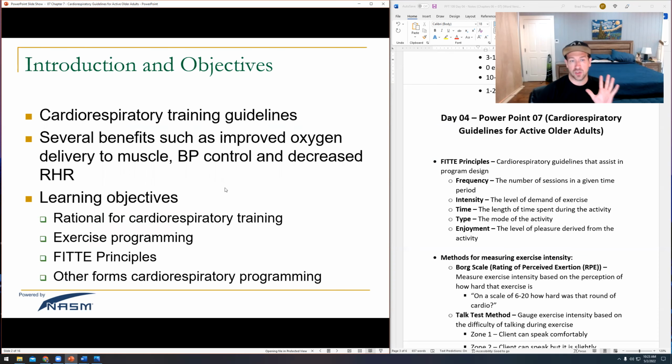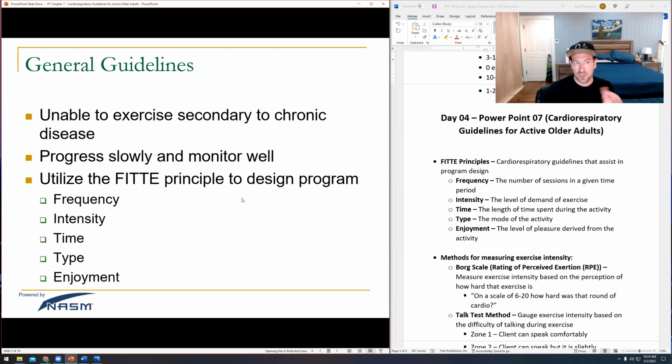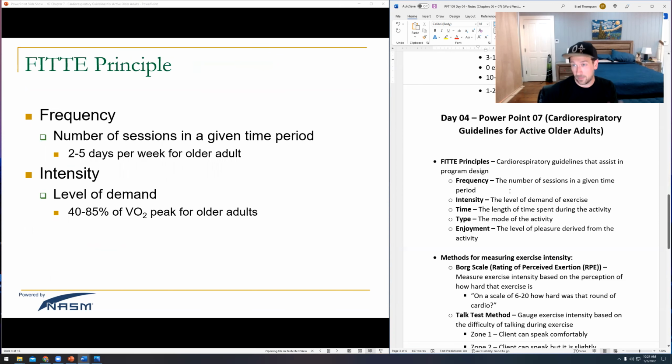So today we're going to be looking at cardiorespiratory guidelines, which have a lot of different benefits. We do want to review our FITT principles. I know you know them because we've already talked about them, but we'll review them quickly, and then we'll talk about how to program this. When you're writing a cardio program, you want to consider those FITTE principles. They're guidelines that help us think about what we're writing.